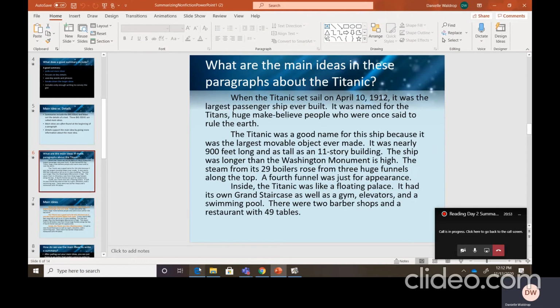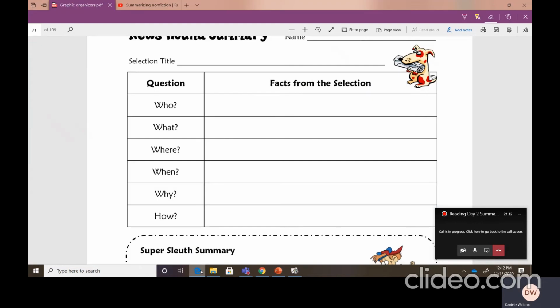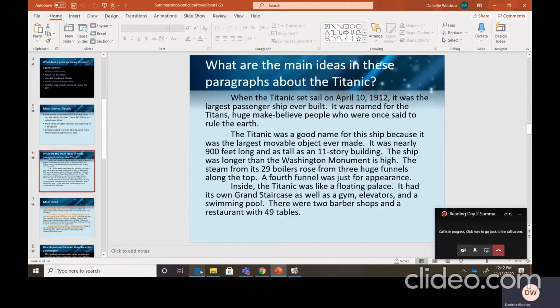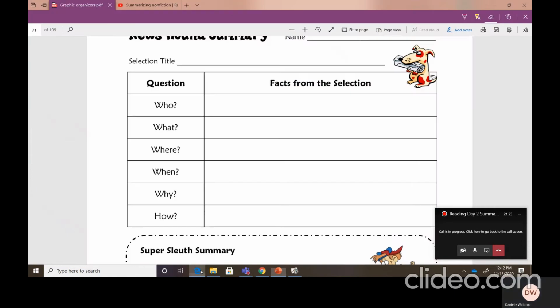Where? Where did it set sail? Does it tell us a specific place here? No, in this passage, it doesn't tell us the name of the port that it sailed from. But we do know that this was on the ocean because we know that ships sail on the ocean. So we could say that the where was out on the ocean. When? When would this text take place? Yeah, April 10th, 1912, because that was in our very first sentence that told us when it first set sail.